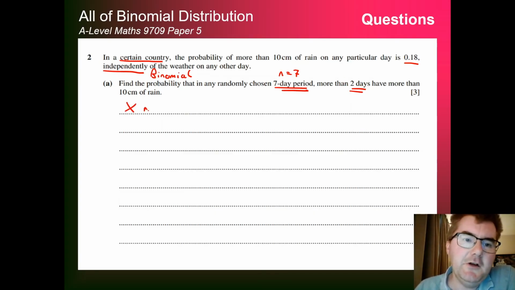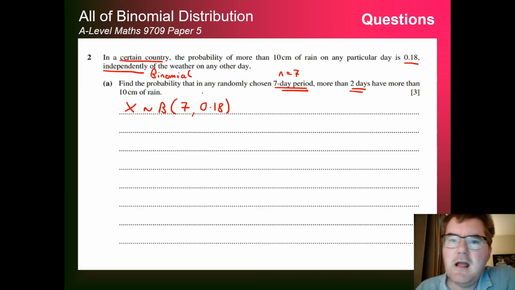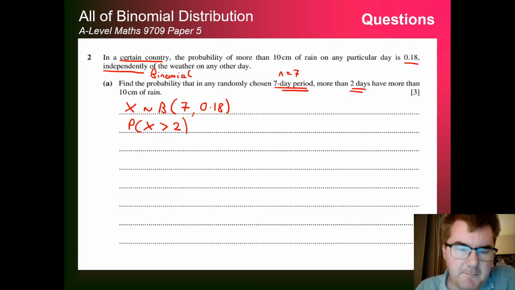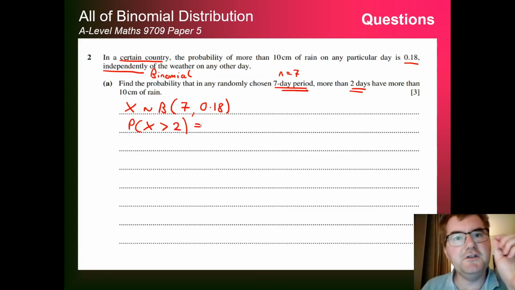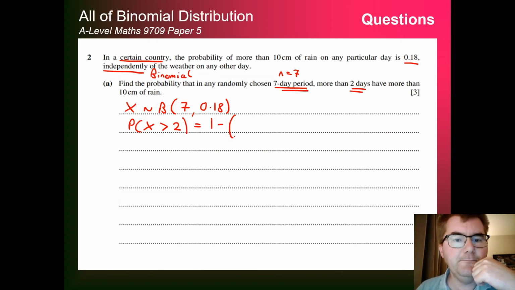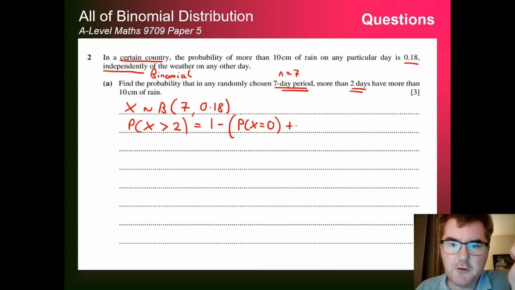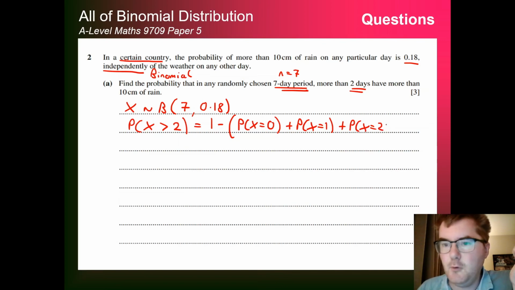So again, we set this up binomially. We have 7 days in the week, and if it rains, more than 10 centimeters of rain, that's going to be 0.18. And we want to work out the probability that x is greater than 2, more than 2 days. Okay, so again, we can think about which end we want to go, negatively or positively. And I think it's much easier again to work out 1 minus the probability of no day with more than 10 centimeters of rain, only 1 with more than 10 centimeters of rain, and 2 days with more than 10 centimeters of rain.